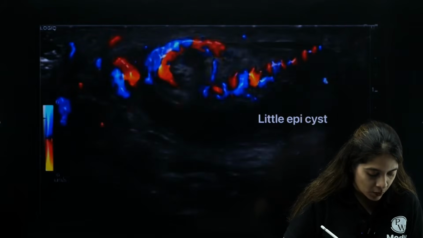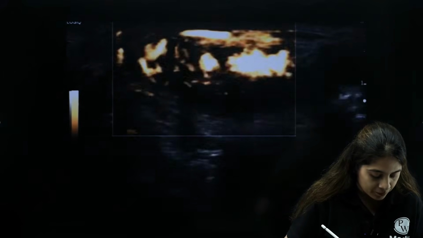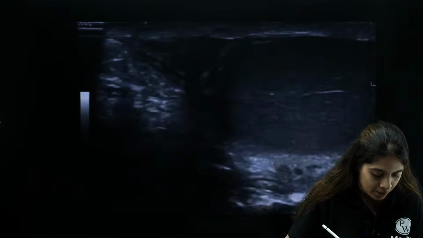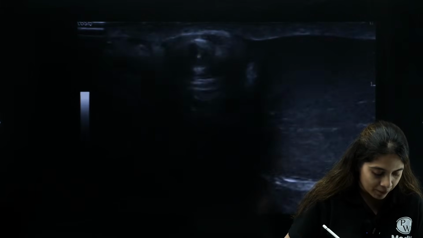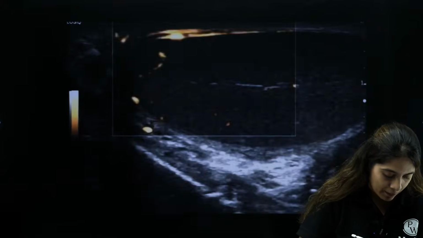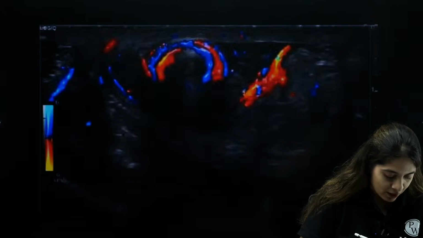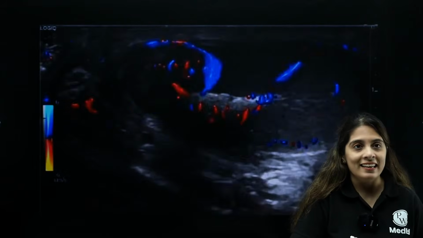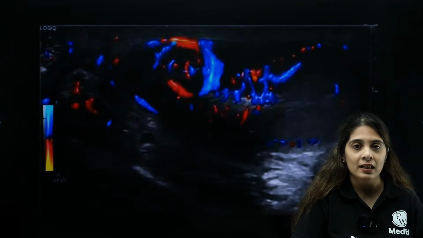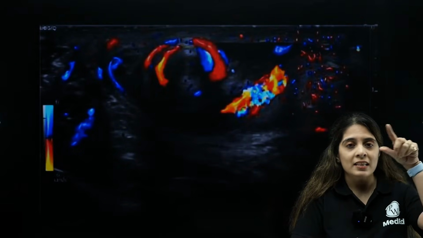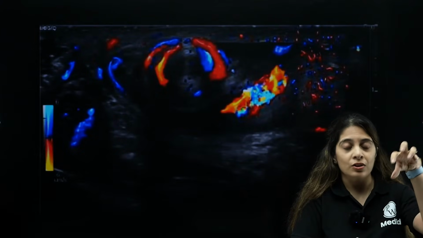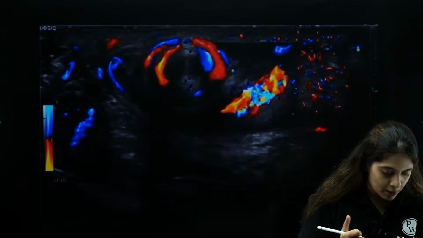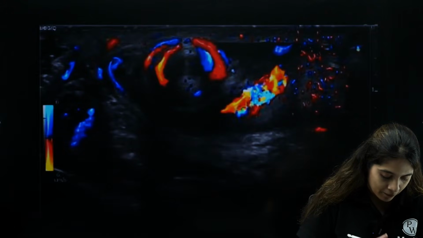Okay, so what are you seeing on your screen? Particularly this initial part over here, what are you seeing? Can you appreciate that there is some twisting motion, right? Again you can see some twisting motion. We have put the color Doppler over here, and you are able to see that the spermatic vessels, especially around the cord, are all twisting around, right? So what is this particular sign and what is this particular pathology? Can anyone tell me?